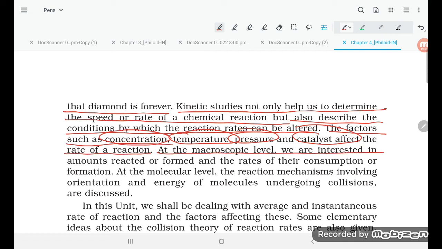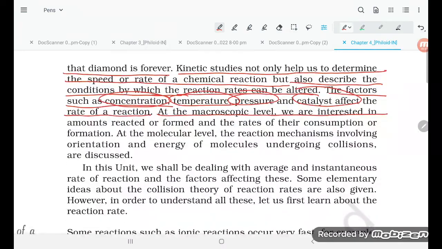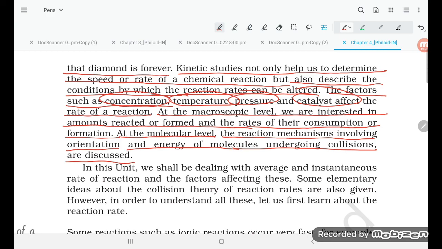At the microscopic level, we are interested in the amounts reacted or formed, and the rate of their consumption or formation. At the molecular level, the reaction mechanism involving the orientation and energy of molecules undergoing collision is discussed.